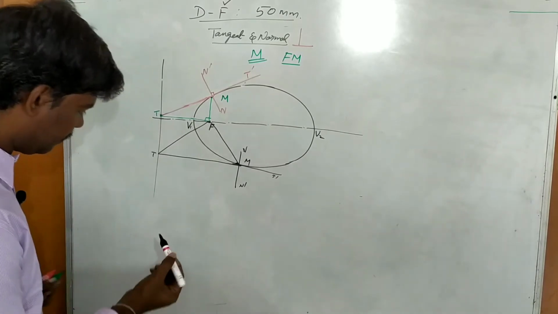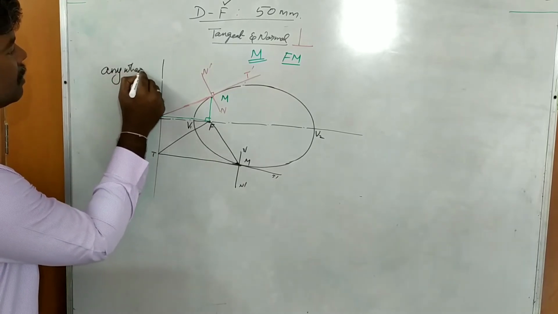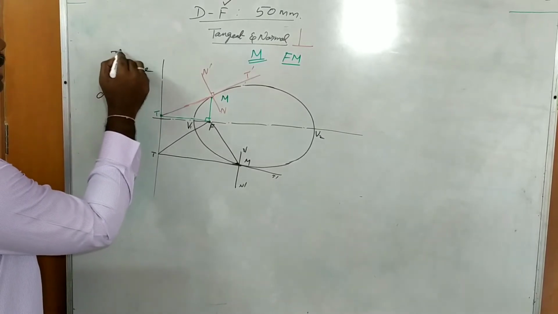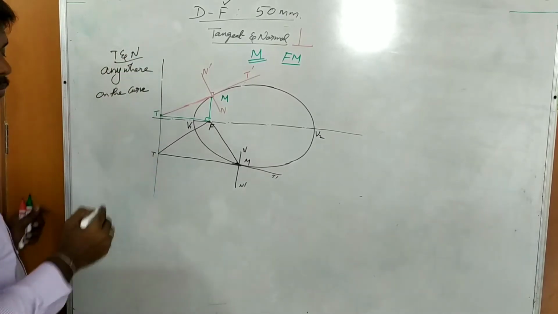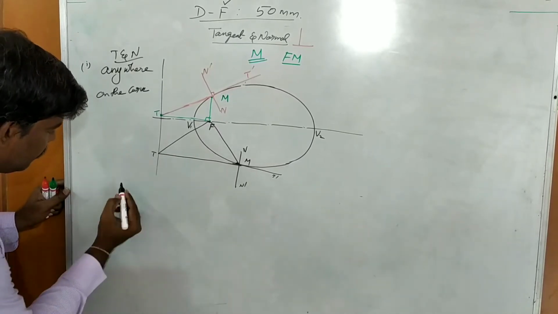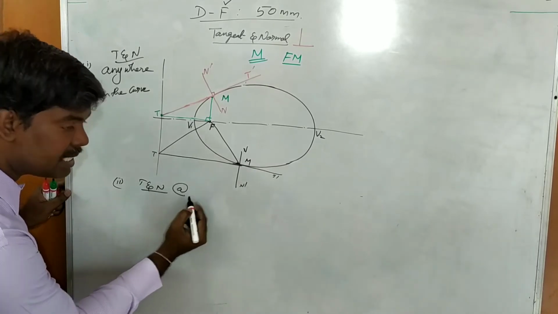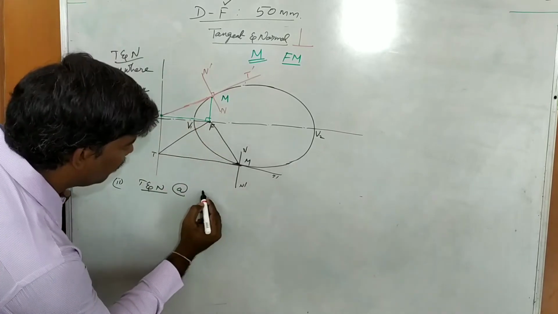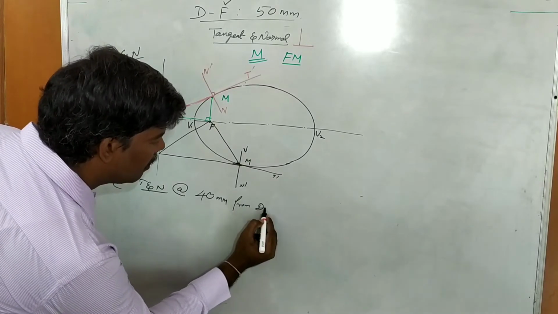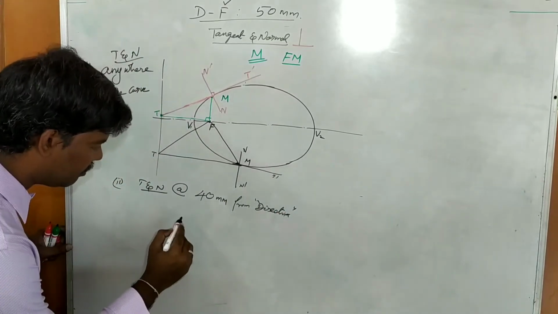Next we go for the same, it is for anywhere on the curve. So draw tangent and normal anywhere on the curve. It is case 1. Next, in case 2, draw tangent and normal at a distance 40 mm from the directrix. So how? Very simple.